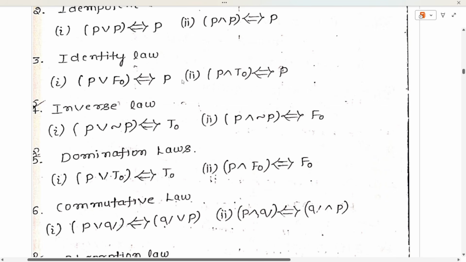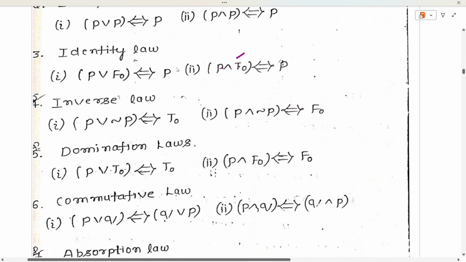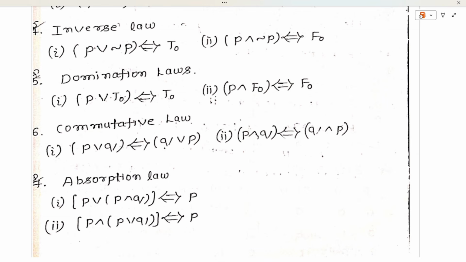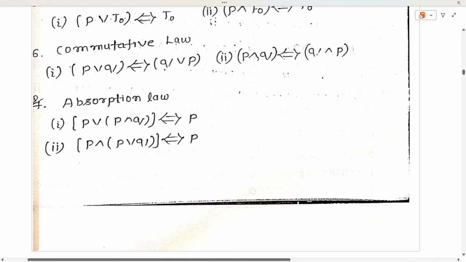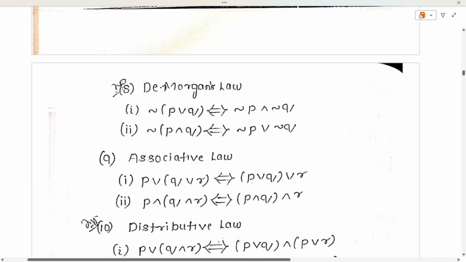The identity law is P or F naught is P, and P and T naught is P. The inverse law is P or negation P is a tautology, and P and negation P is F naught. Then the domination law, commutative law, absorption law, and De Morgan's law.